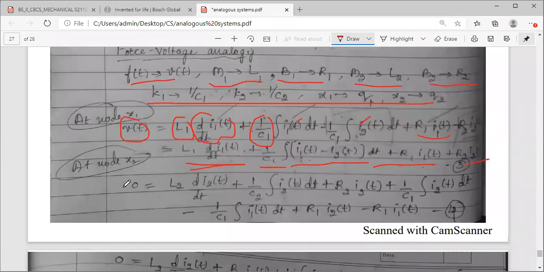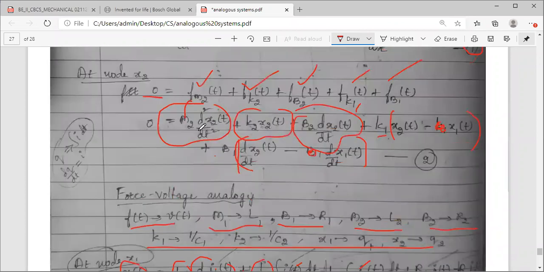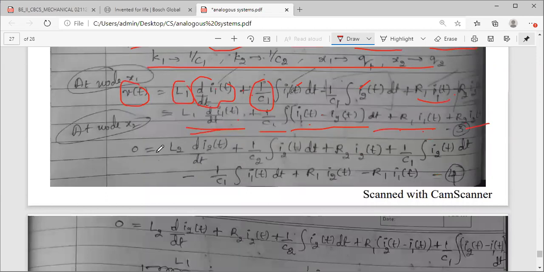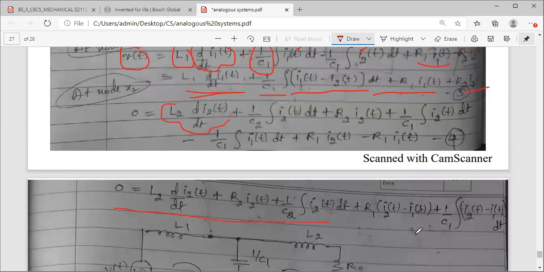Now coming to the second node. For the second node, I'm using this equation. Try to keep these common things as usual. Don't expand it. 0 is equal to L2. I have expanded this here, written with the common terms: L2 d by dt of I2 of t plus R2 I2 of t.